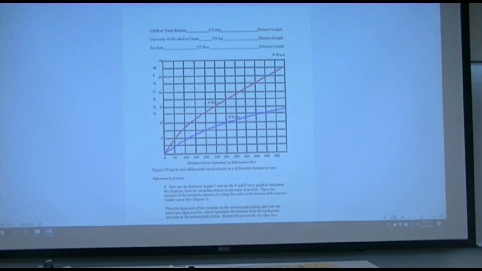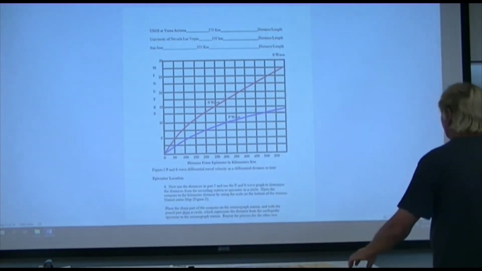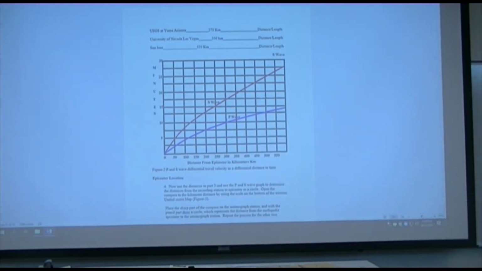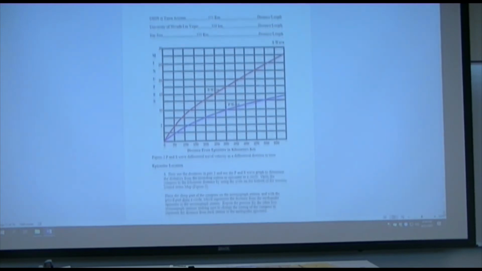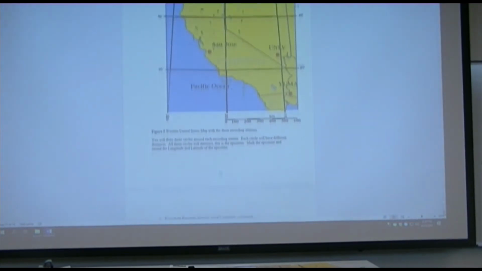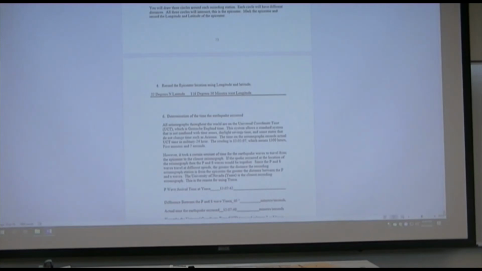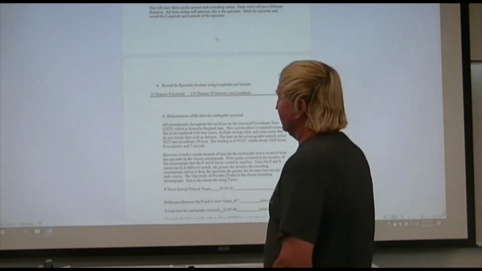So once we get our 3 circles, we can then record the longitude and the latitude of where this earthquake occurred. So that's one of the next things we do. So let's move on down. So obviously I'm not going to draw on this one here. And so here, number 4, I recorded the epicenter location, longitude and latitude. And I come up with 32 degrees north latitude and 160 degrees, 30 minutes west longitude.